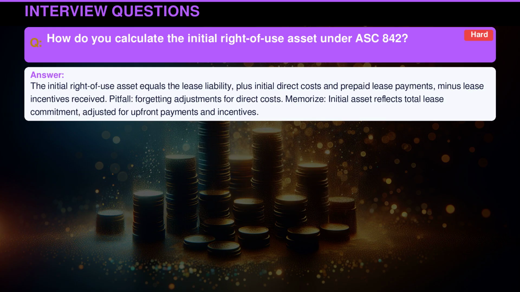The initial right-of-use asset equals the lease liability, plus initial direct costs and prepaid lease payments, minus lease incentives received. Pitfall: forgetting adjustments for direct costs. Memorize: initial asset reflects total lease commitment, adjusted for upfront payments and incentives.